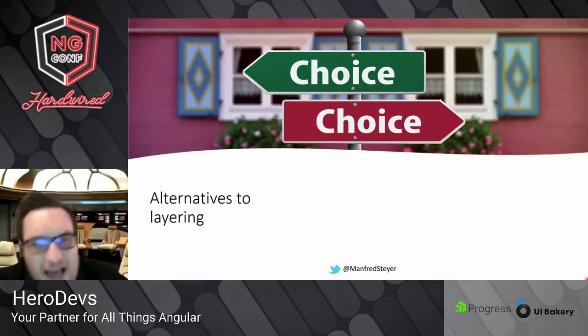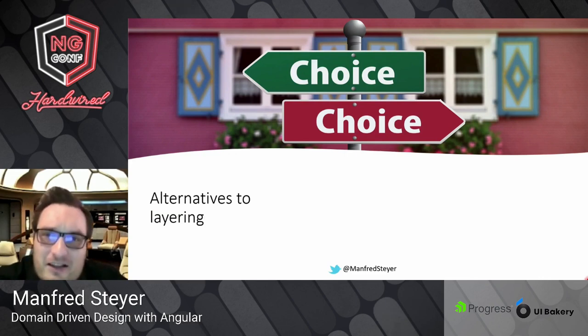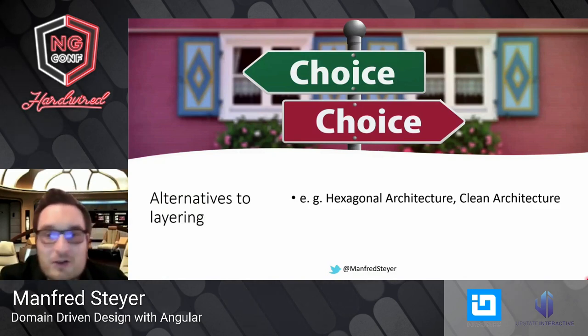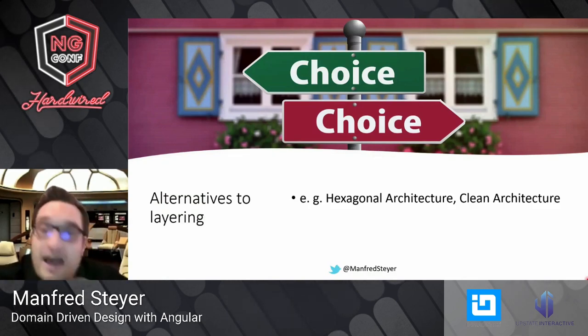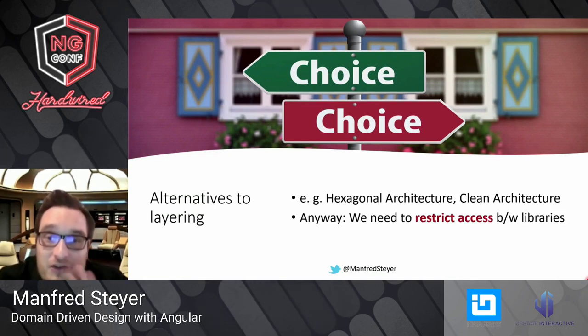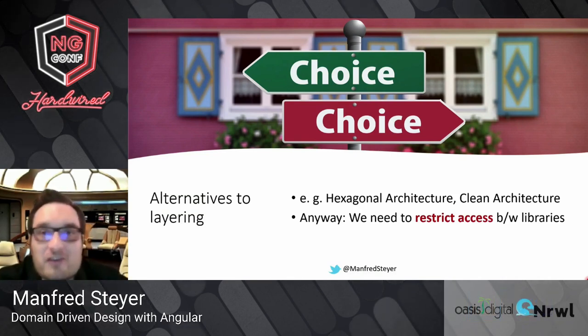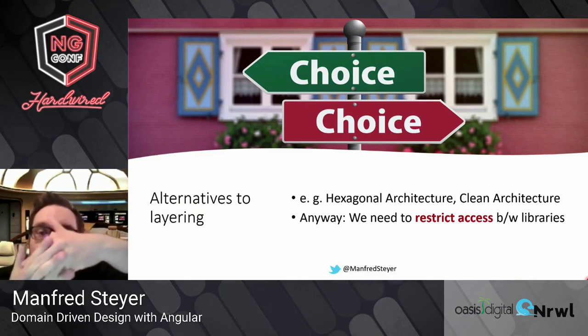Perhaps you're saying, yeah, that looks nice, but really, Manfred, layering is so much 1990s. Yes, you are right, but anyway, it really works for me and for a lot of other companies. But saying this, this is not about layering for me. You can use alternatives for layering like hexagonal architectures or a clean architecture. This is not about layering. This is just about decomposing a big system into libraries, and it is about restricting access. Because only if you restrict the access, you can make sure that not everything talks to everything else.